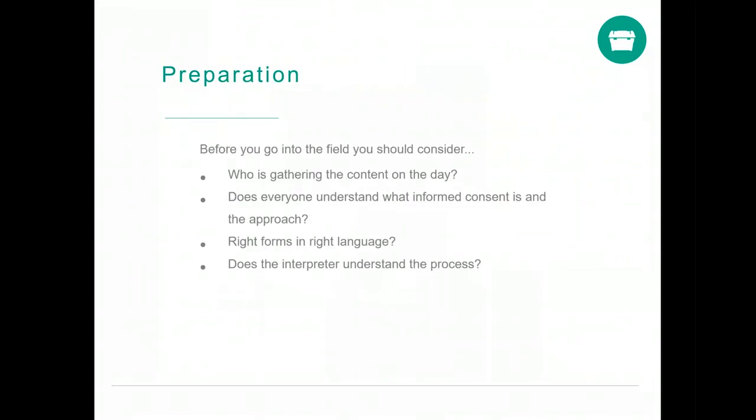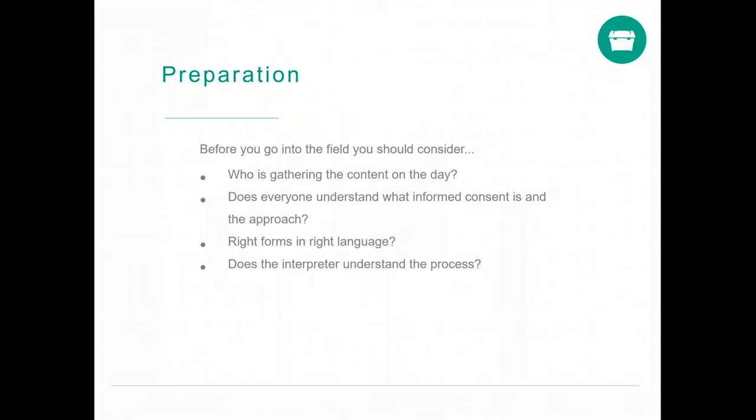So now I'm going to talk you through a few practical tips when you're preparing for a day in the field where you might be presented with opportunities for content gathering. First of all, it's really important that in your morning briefing you decide which member or members of the team will be focusing on gathering content that day. Obviously, you won't have capacity for everyone to be gathering content and have their cameras out at all times.